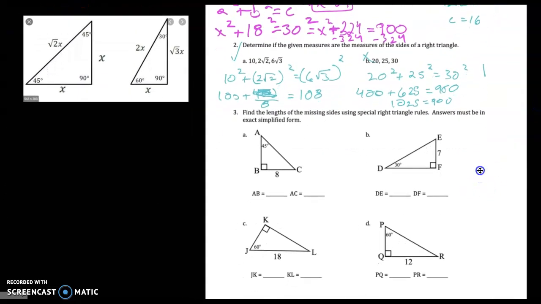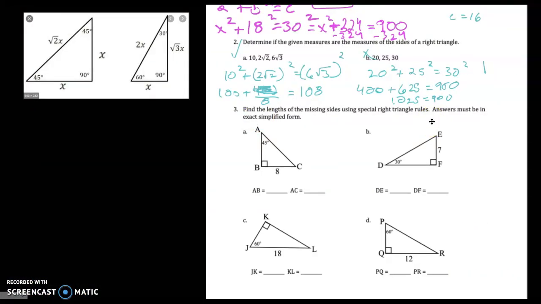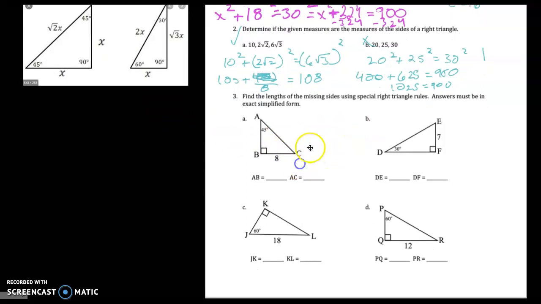Okay, so now we're going to get into the 30, 60, 90 and the 45, 45, 90 triangles, and we're going to use that to find the missing sides. All right, so this is a 45, 45, 90 triangle. Okay, so here we have X, right? And we have an 8 here for X. So then if that is X, then this is also going to be 8.